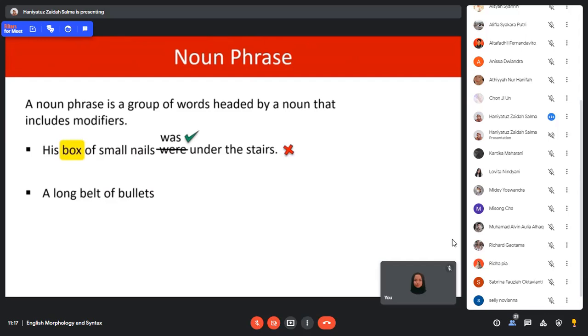Let's look at the next example. The long belt of bullets have been found by the police. This is also wrong. The head noun is belt. Belt is singular, so this should be has. Keep an eye out for this when you're dealing with noun phrases. Don't let the modifiers detract from the head noun. So don't let the word nails detract from box. Don't let the word bullets detract from belt.